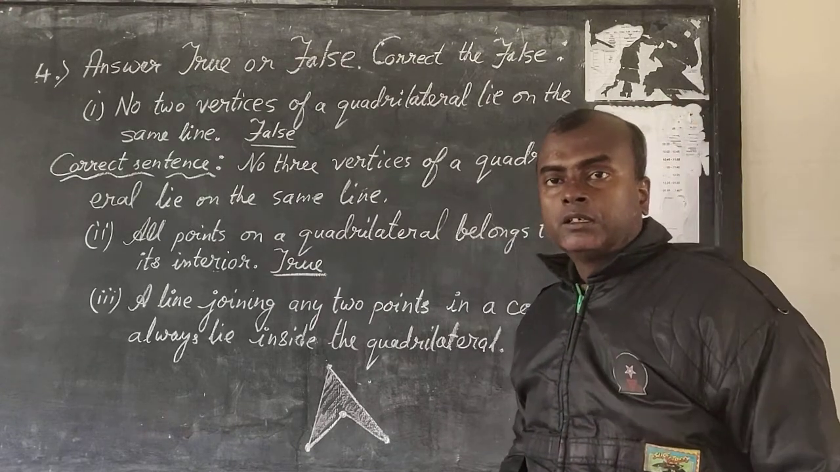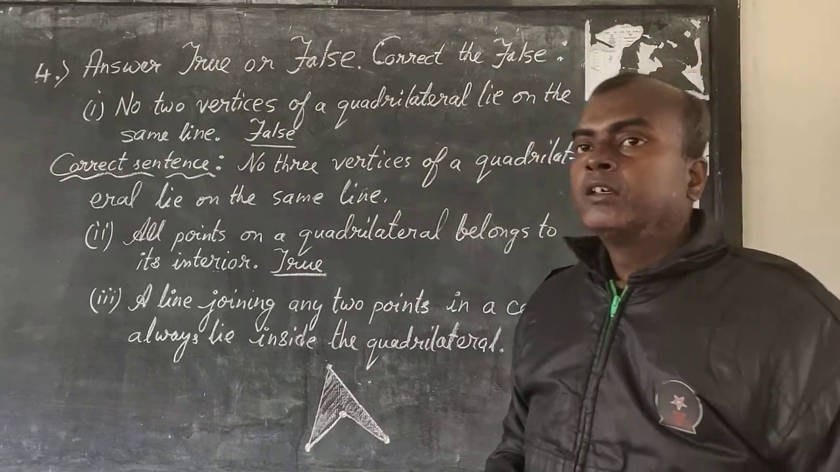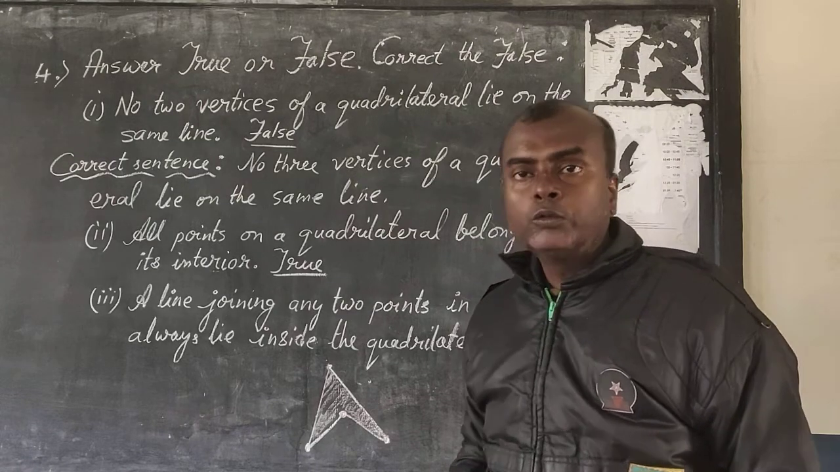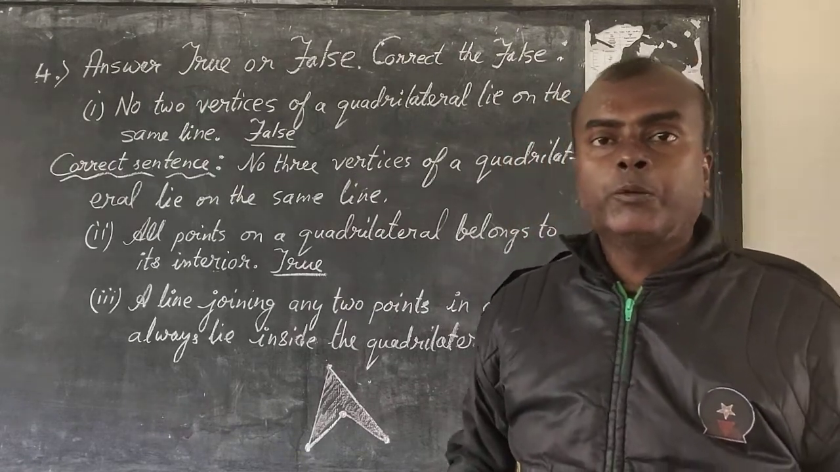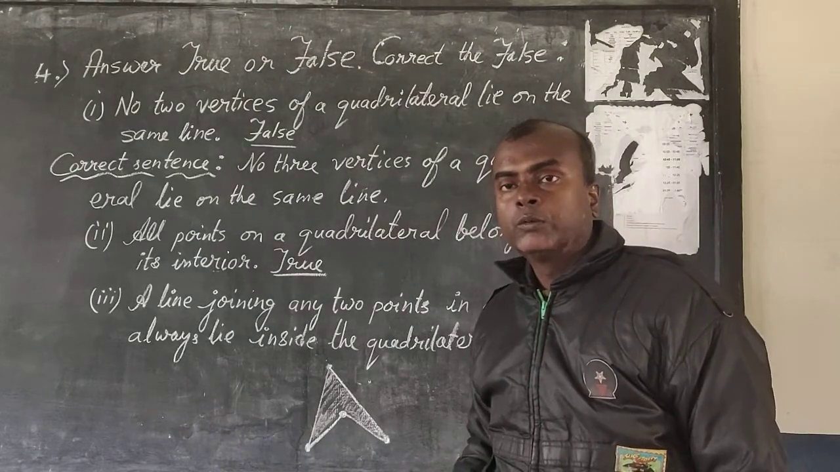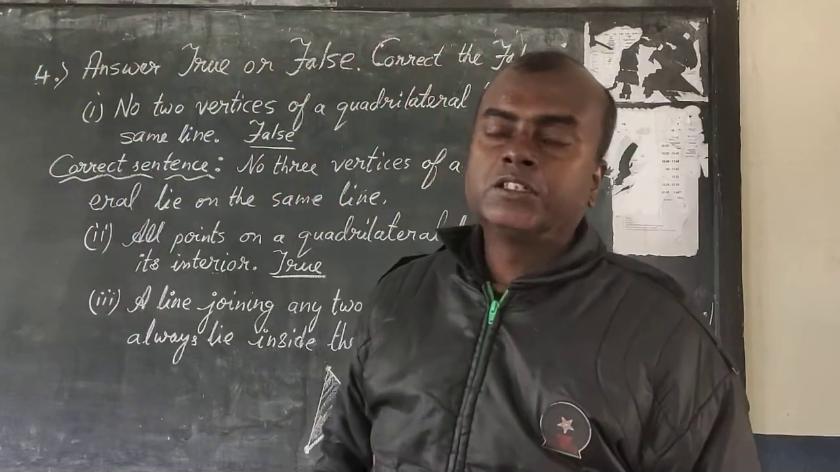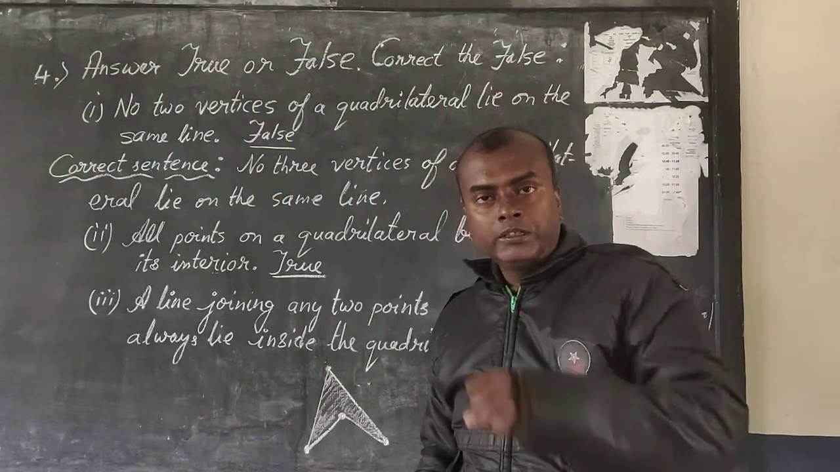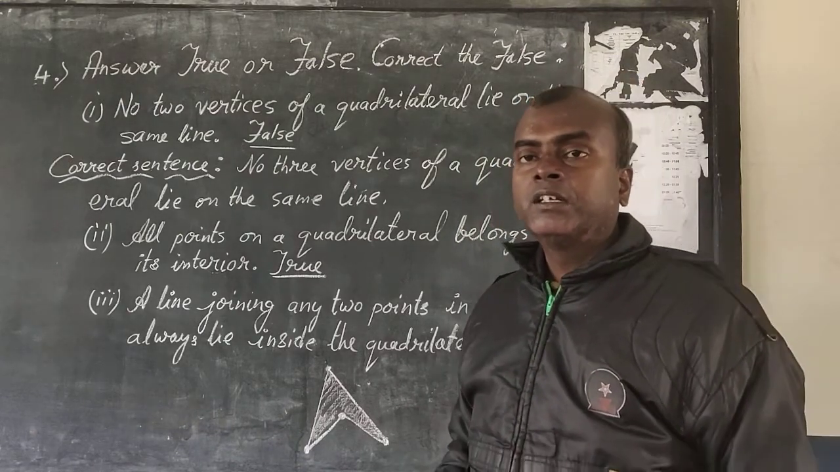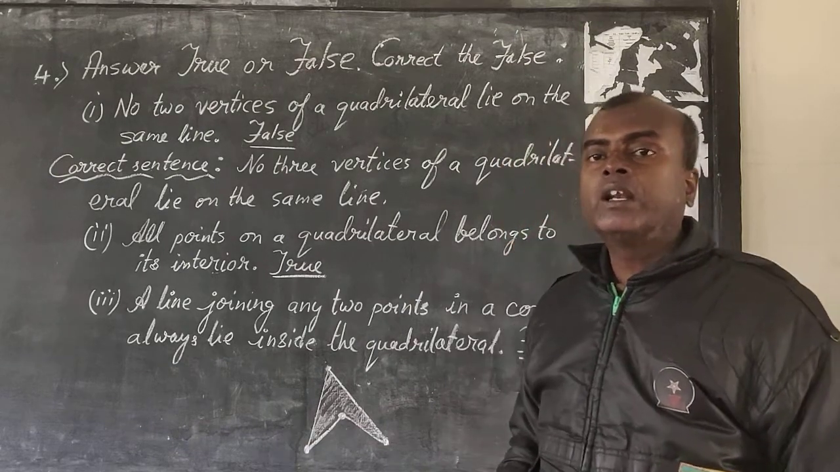If you had attended this class, in the beginning only I had said, in a quadrilateral, all the 4 points are on 4 different lines. No 2 points, no 3 points will be in one line. This is in the definition of quadrilateral also. You can go and see on page number 241, there it says no 3 points in a quadrilateral will be in one line.